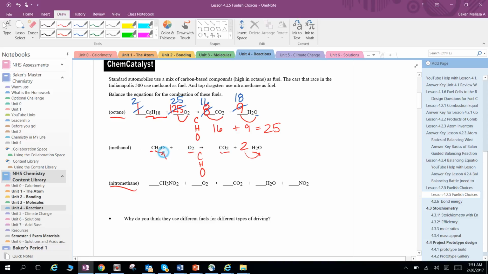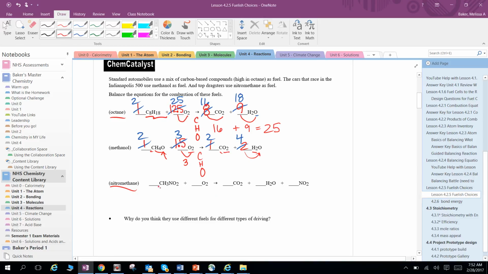Here there's 2 plus only 1. So a couple of things I could do here. I could use a decimal because 1.5 times 2 is 3, and now everything is balanced. But I can't leave that decimal there, so I'm going to multiply everything by 2. 2, 3, 2, 4 for my final coefficients.